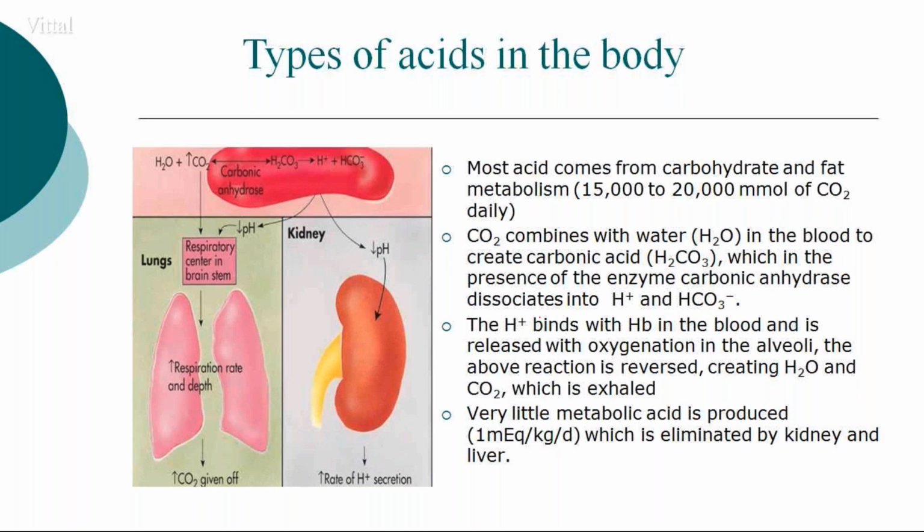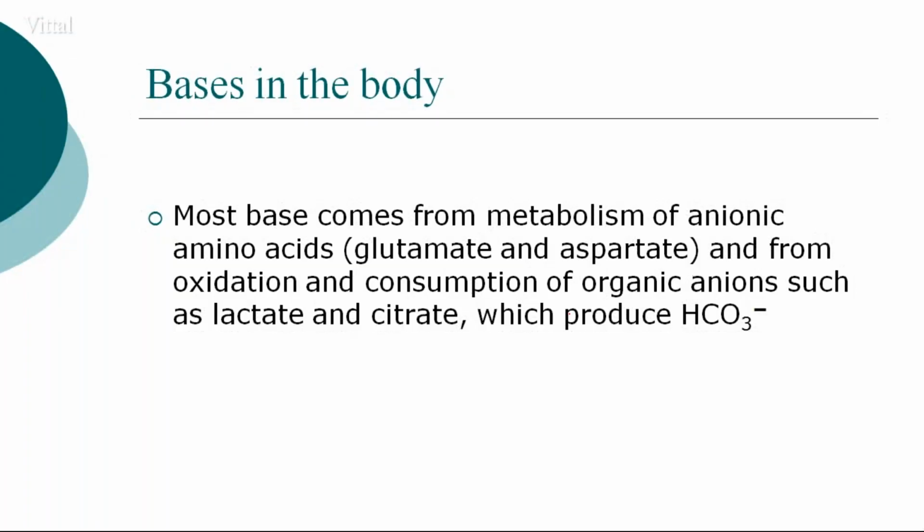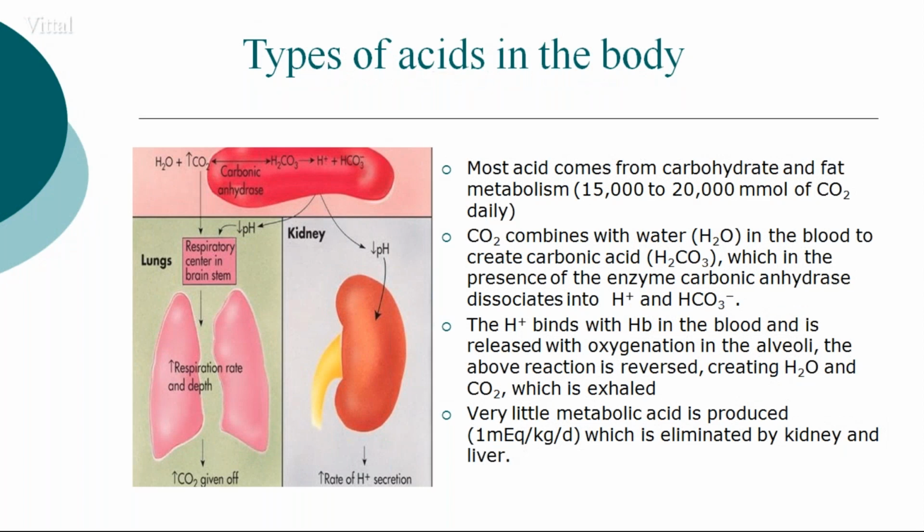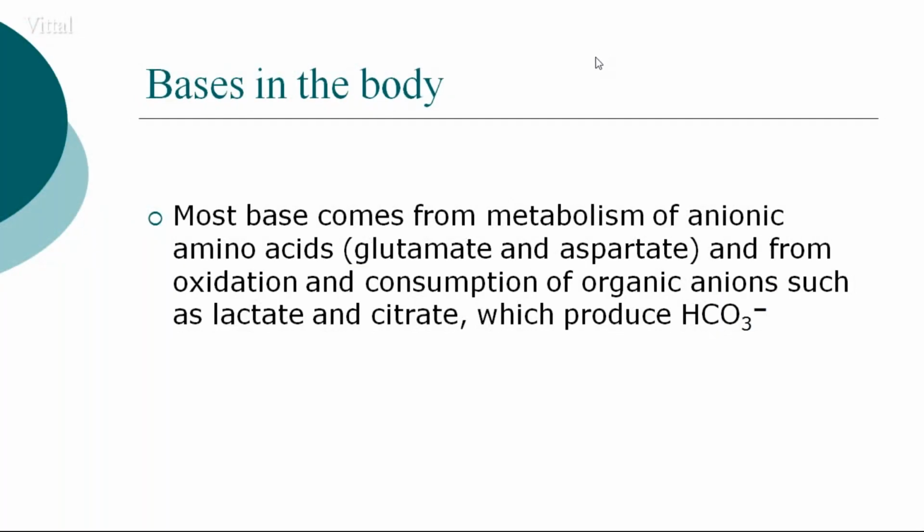You know the mechanism, all of you know how these things are formed. I'm not going deep into this one. Already you are familiar. I don't want to waste time here. The acid is formed; most of the acids come from carbohydrate and fat metabolism. Very little metabolic acid is produced, and it is eliminated by the kidney. So mostly it is the respiratory system and, to some extent, the kidney, as far as the acids are concerned. Whereas bases come from amino acid metabolism, especially glutamate and aspartate. When they get oxidized, they can form organic anions, lactate and citrate, and bicarbonate. So this is how the bases are formed in the body.